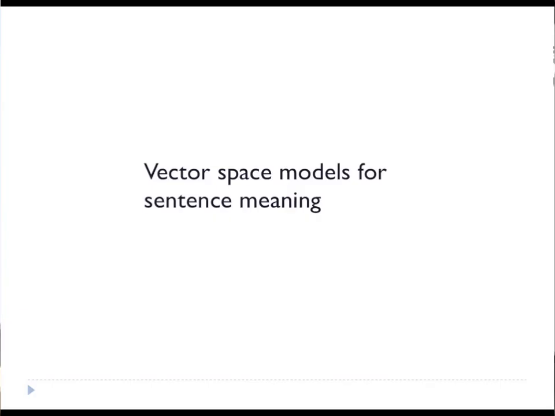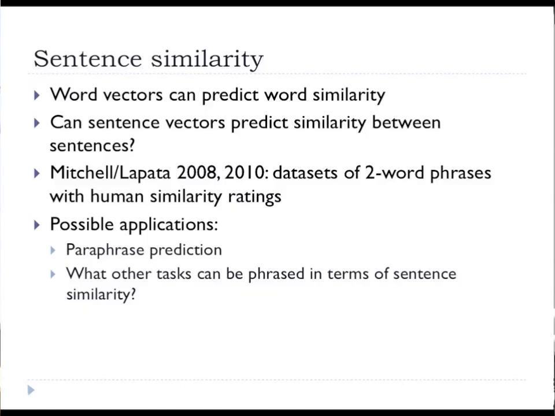Okay, so going on to vector space models for sentence meaning. So word vectors can predict word similarity. Can we, in the same way, predict sentence similarity? There are data sets with human similarity ratings for 2-word phrases, and people have used those to see, well, how well can we do in predicting phrase similarity. One possible application is very clear, paraphrase prediction for larger sentences, and then any other task that can be phrased in terms of sentence similarity.